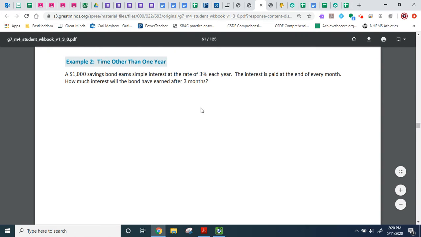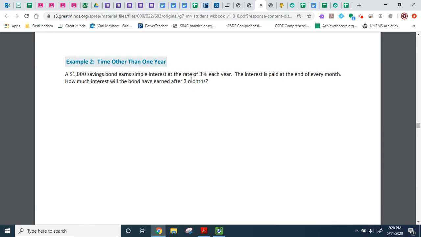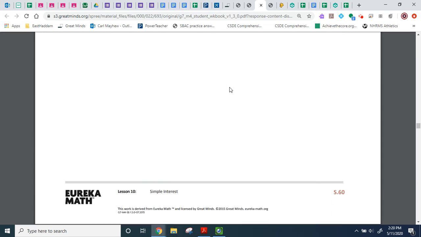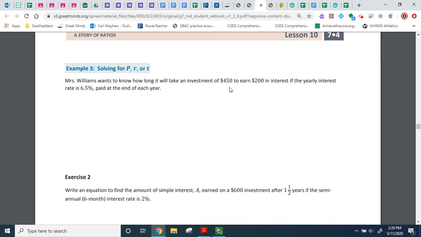So anytime that we're talking about a certain amount of months instead, think about those months as a fraction of a year. Because most of the time, the interest rates that we're looking at are going to be in terms of years. So there's just one more example that I wanted to talk about this time. And this time, we're going to solve for something that's not our interest.